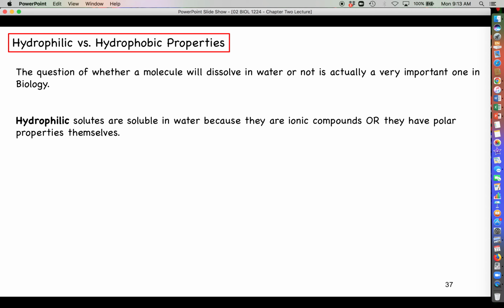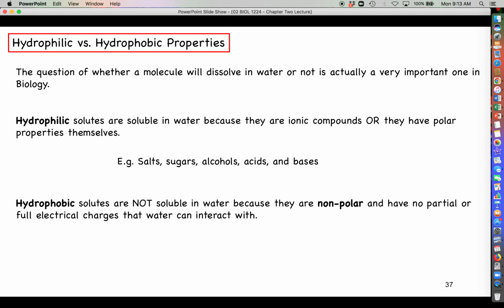And usually the reason for this is that these solutes are polar themselves. They're very similar to water, or they are ionic compounds that can break apart in water. So this is what I meant when I said like dissolves like. Water is polar, and most hydrophilic solutes are going to be polar as well. So some good examples of hydrophilic solutes are salts, which are ionic compounds, so we've covered that before. Sugars, which are very polar molecules. Alcohols, which tend to have some polar properties. And then acids and bases, which have some properties that resemble salts as well.